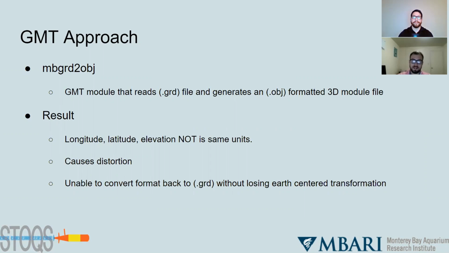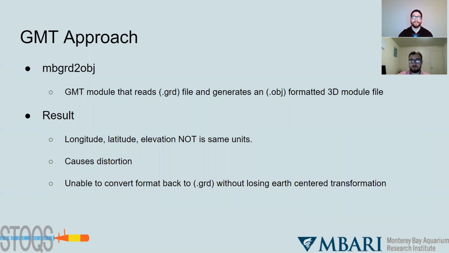It occurred to us that the data we ran mbgrd to OBJ against had not been projected into a Cartesian space, and we suspected that that might have been the problem. However, there's no clear way to project our data into a Cartesian space and convert it back to a GRD format in a way that makes sense. Inherent in the GRD format is the notion of coordinates being in degrees.